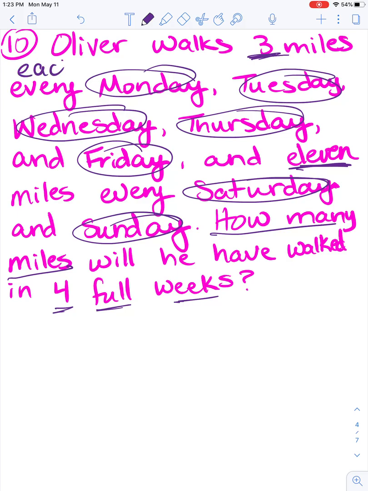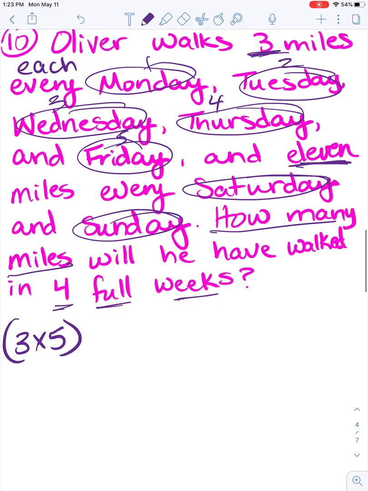Wow, that's a lot. So we know that every or each Monday, Tuesday, Wednesday, Thursday, and Friday, he walks 3 miles. Well, that's 5 times. 5 times during the week he walks 3 miles. And each means multiply, sometimes divide. So we're going to take 3 times 5 because he does that 5 days a week. But then on Saturday and Sunday, which is 2 days, he walks 11 miles.